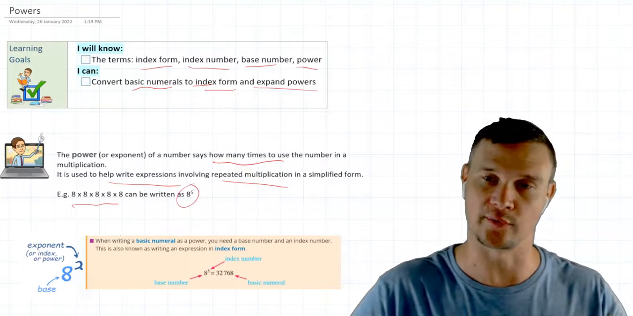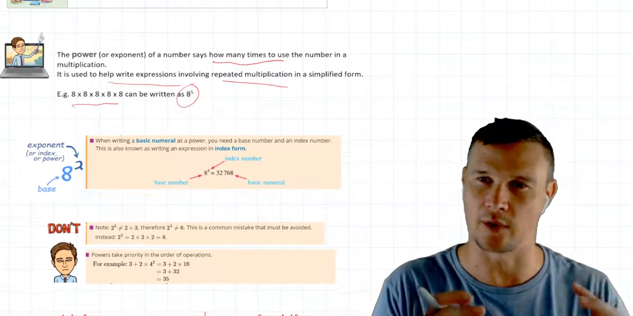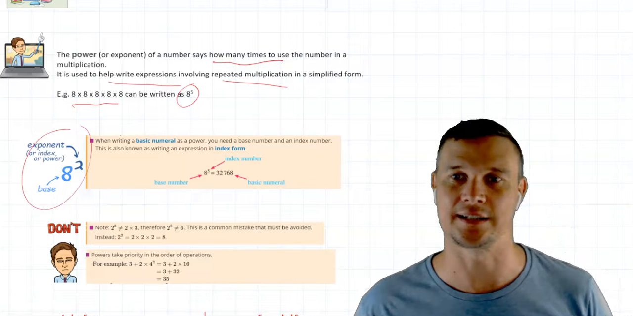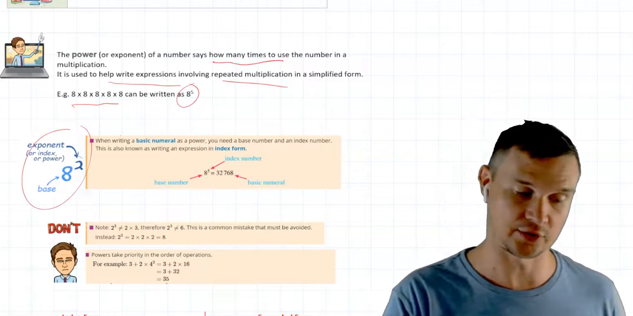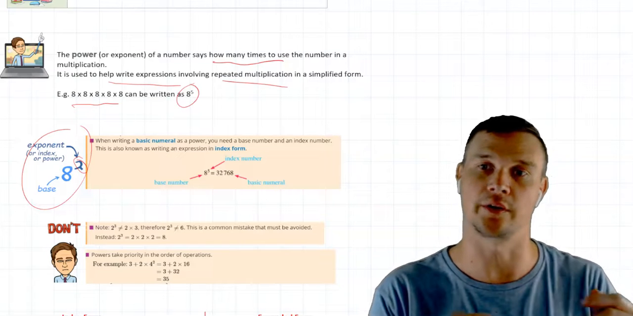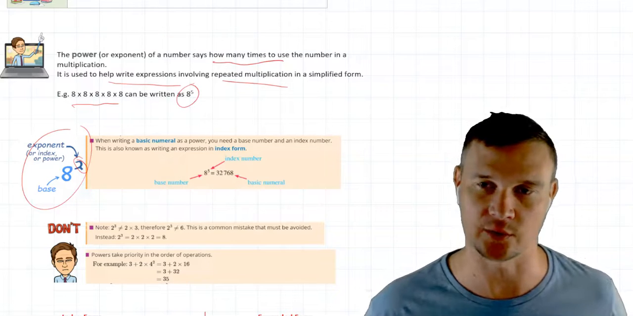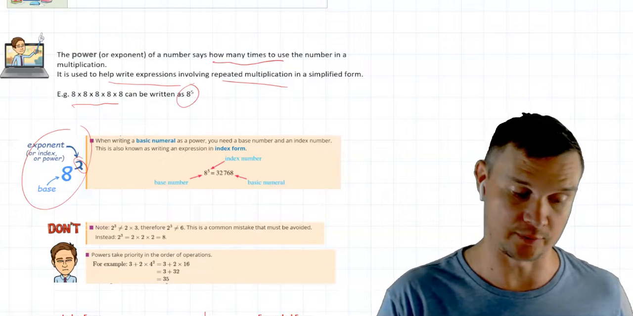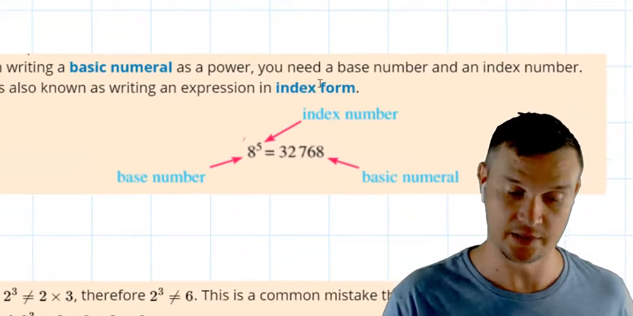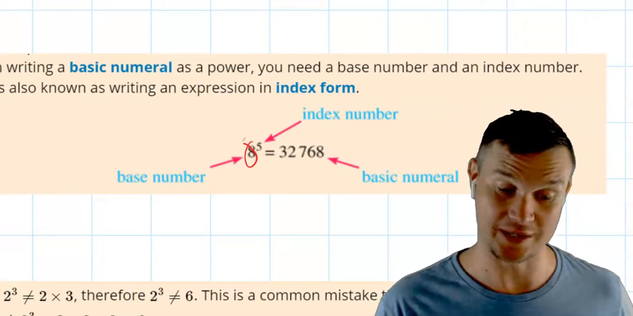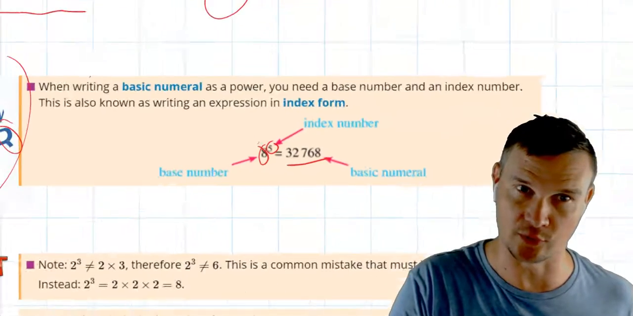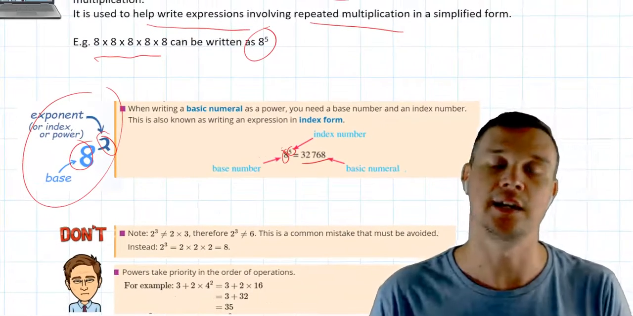Now it's important that you understand the anatomy of that, or the different parts of a power. We're going to use 8 squared, or 8 to the power of 2, as the example. The top number is what we call the exponent. We can also call it the index, or the power. So you need to know the different ways that we can say that. The big number down the bottom left is what we call the base number. If we zoom in close to this example, we have the base number, which is the big number, the index number or exponent, and the answer, which we have as a basic numeral.